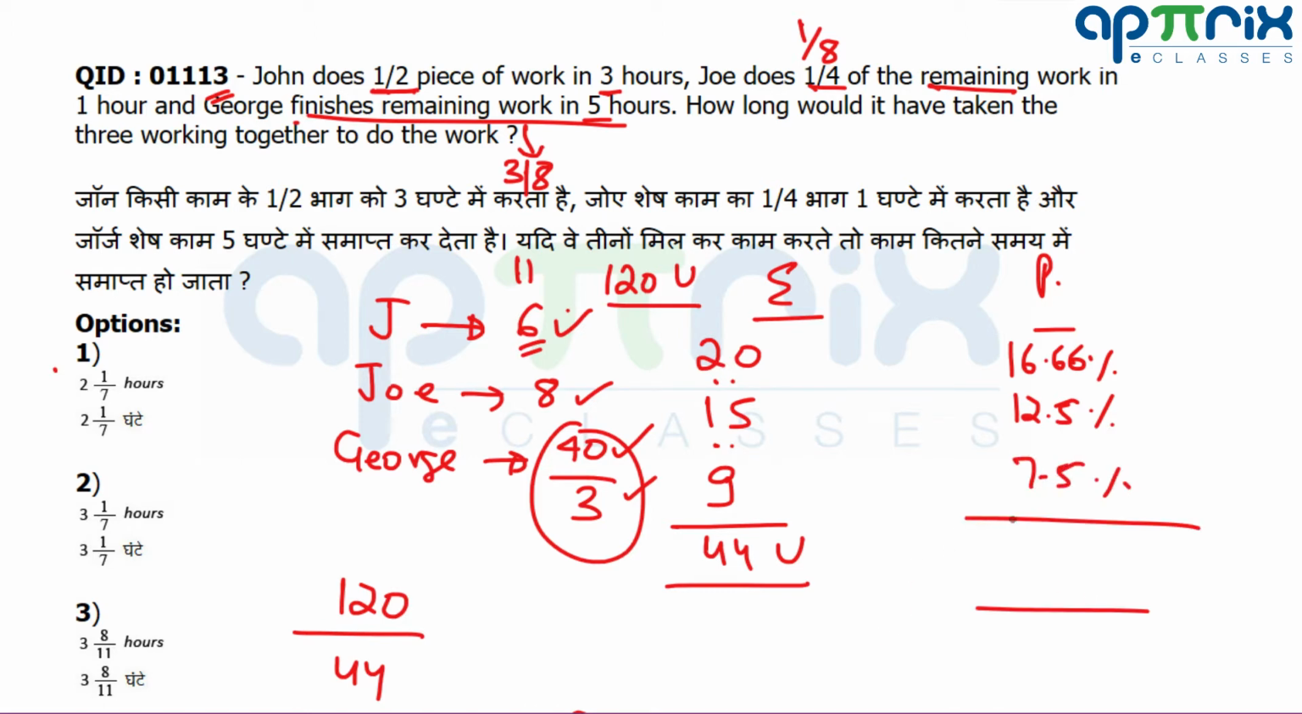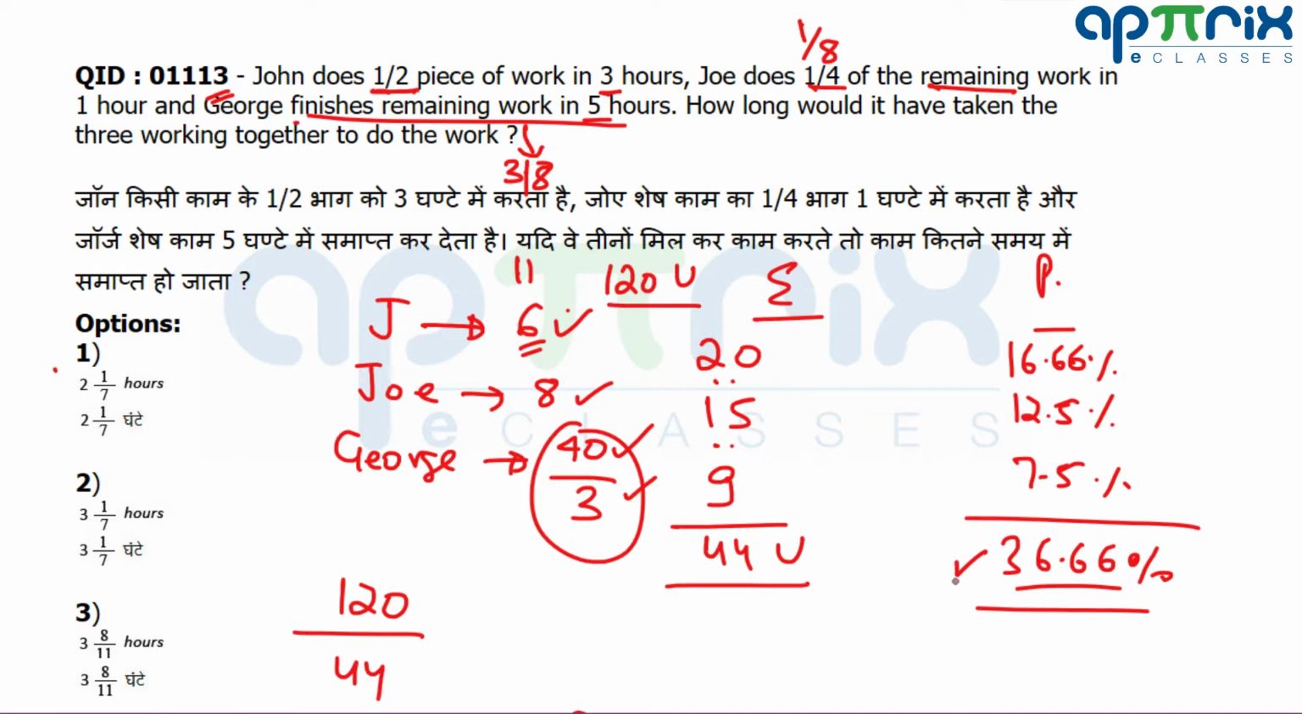Now you can clearly see that if you are having this kind of value, what you are going to get? You are going to get the sum will be 36.66% work in a day. Now clearly you can say that total work is 100%, right? So if total work is 100%, to complete that work you need more than 2 days, but less than 3 days. And again the same logic, that it will be closer to 3, because 36 times 3 will be closer to 100. 36 times 2 will give you approximately 72. You will be still 28 left.